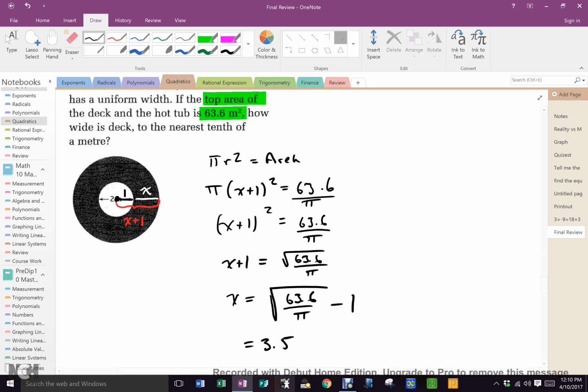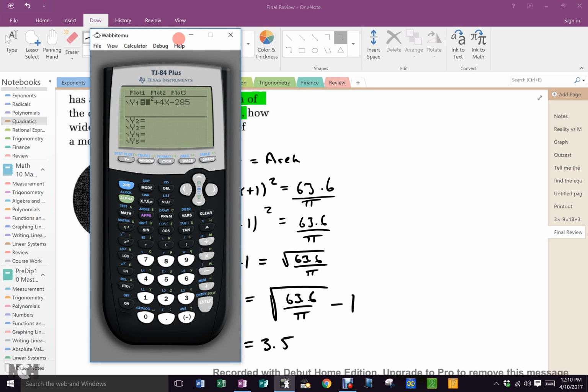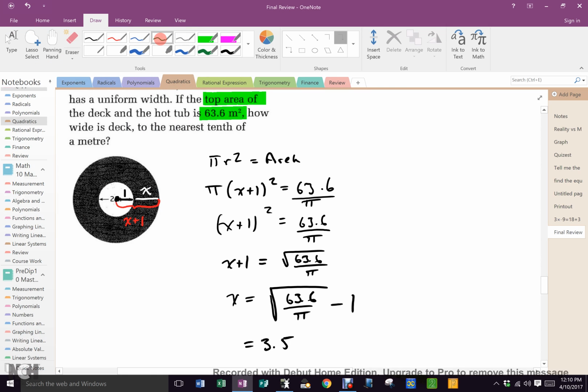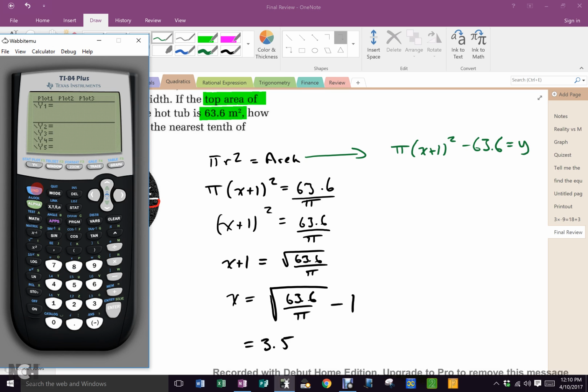Now, if I'm going to do this on my calculator, like I said, I'm going to come in here. My y, clear, is right here, yes? So right here on my calculator, it's got to be pi times x plus 1 squared minus 63.6 equals y. Now I put that into my calculator. So second, pi, bracket, x plus 1, close brackets, squared, minus 63.6. And I graph it.